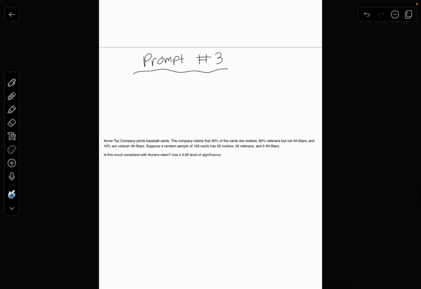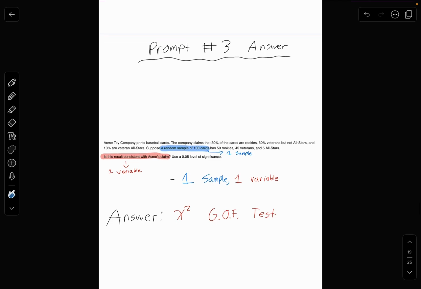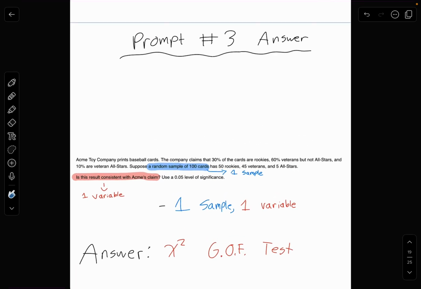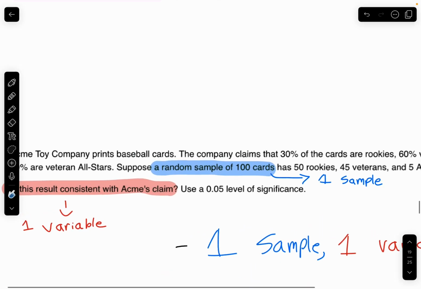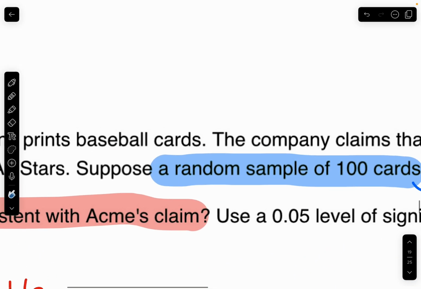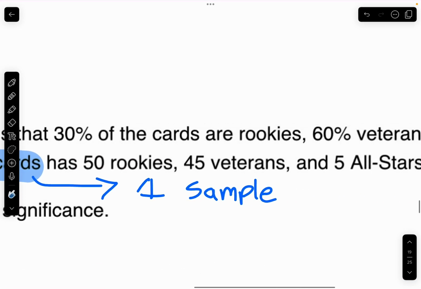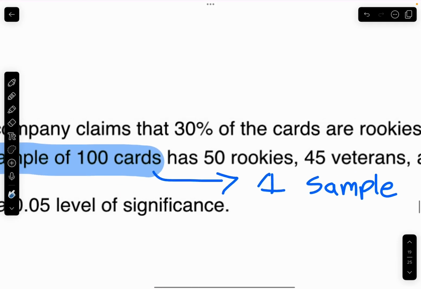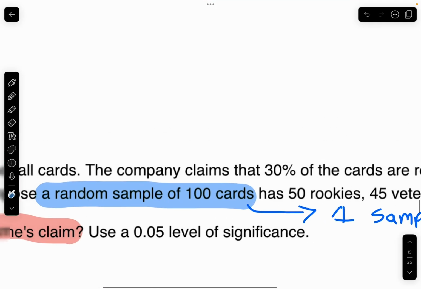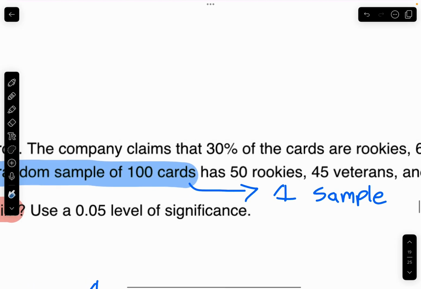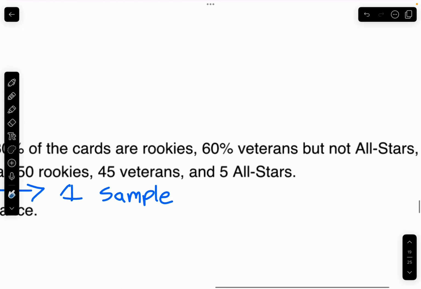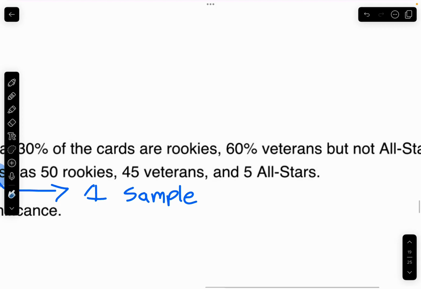All right, the answer to problem number 3 is a chi-squared goodness of fit test. This one is a very short prompt, but there's a lot to take away from it. Suppose a random sample of 100 cards has 50 rookies, 45 veterans, and 5 all-stars. This is pretty tricky because they give you a lot of numbers, and it makes you think, oh, each of these numbers are different groups that you were sampling from, so it's obviously homogeneity.